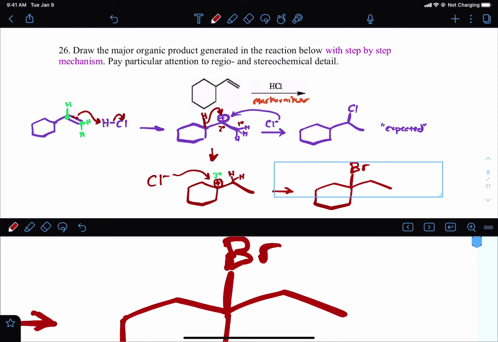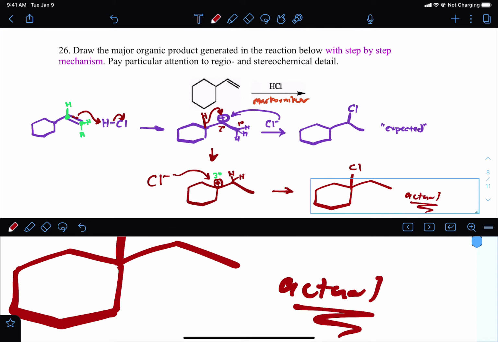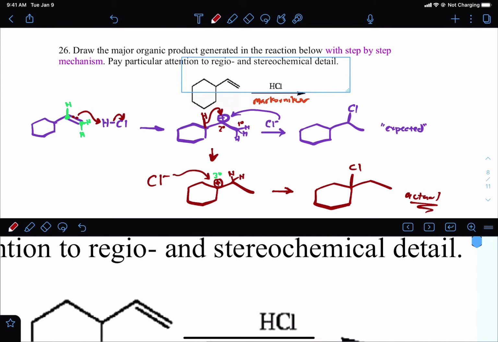So it's the tertiary cation that the chloride is ultimately going to find. Okay. I wrote bromine. It's not a bromine. It's a chlorine. Okay. So this is the actual product that results from a hydride shift.